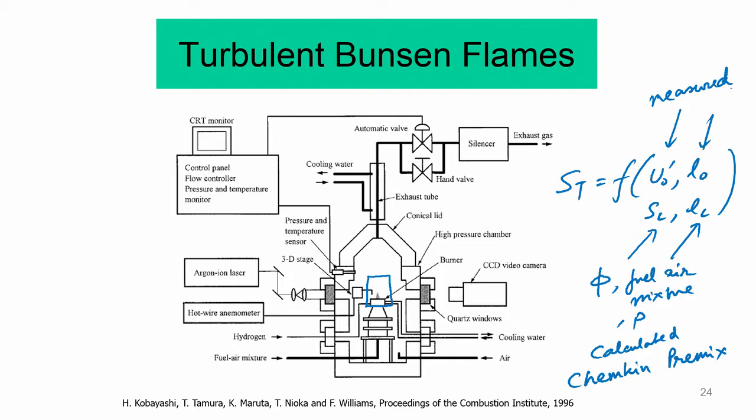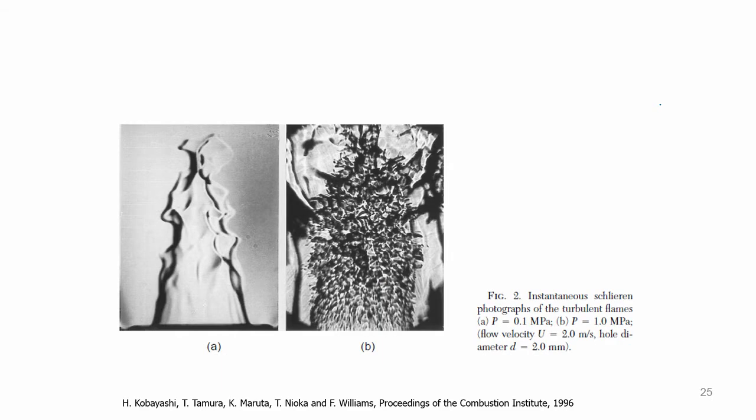So if you can measure the turbulent flame speed, if you can measure U prime and L0, and calculate SL and LL, then you can essentially find correlations between turbulent flame speeds and these parameters. So how do you measure turbulent flame speeds? Now before we measure, let's show you some different structures of turbulent flames. You see that at the same flow velocity, U average equal to 2 meters per second, and the same hole diameter of 2 millimeters, on the left hand side you have the turbulent flame behavior at low pressure and then at high pressure.